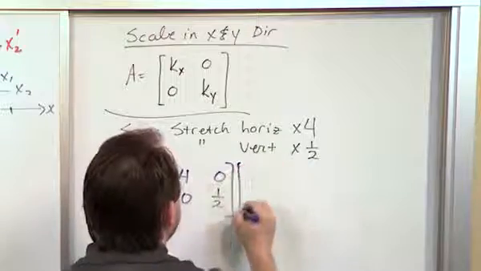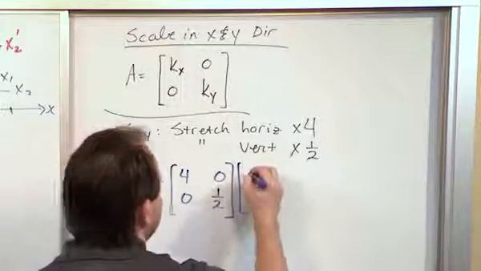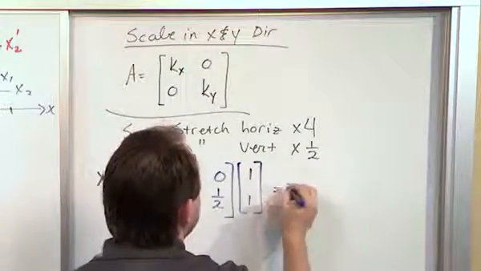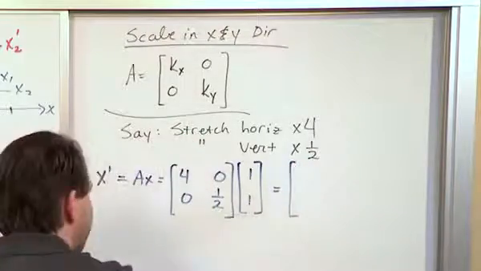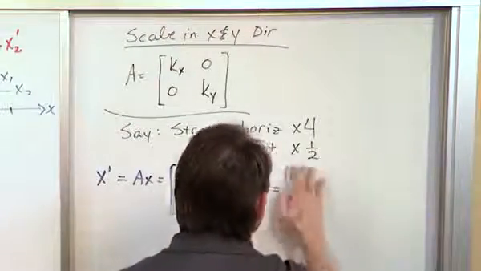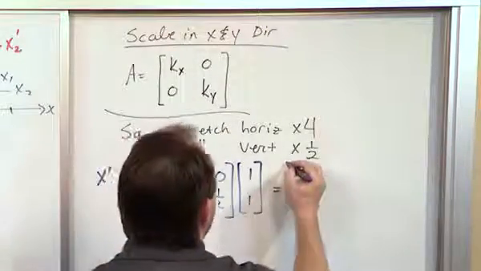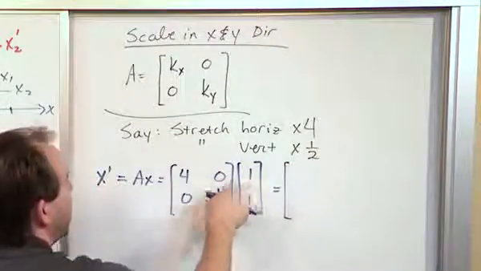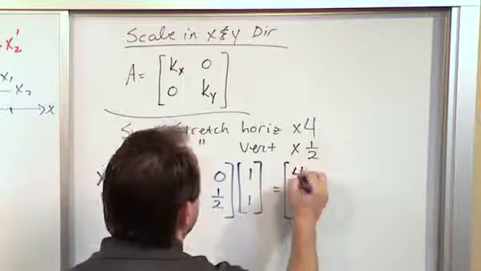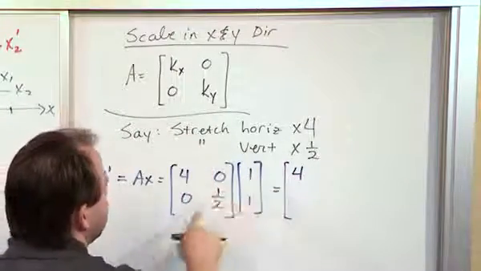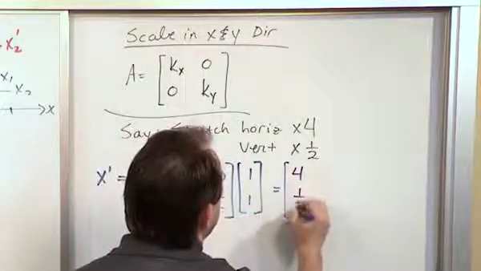Now the original point that we've been dealing with in all these problems is just 1, 1. So what does the math look like when we do it on 1, 1? Let me take this off and change colors just to make it a little bit easier to read. And what you're going to have is 4 times 1 is 4, 0 times 1 is 0, so you get a 4. 0 times 1 is 0, 1/2 times 1 is 1/2.